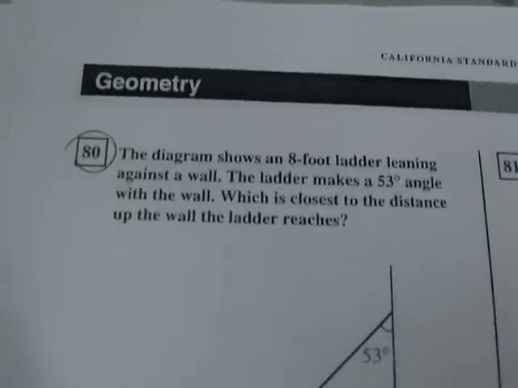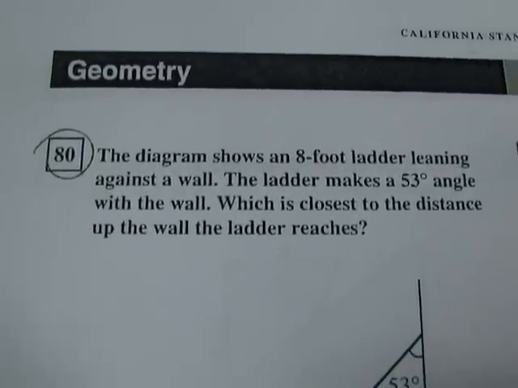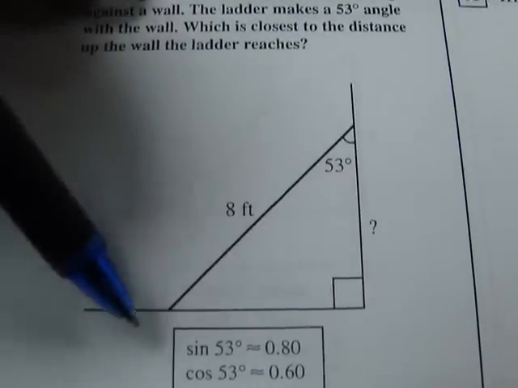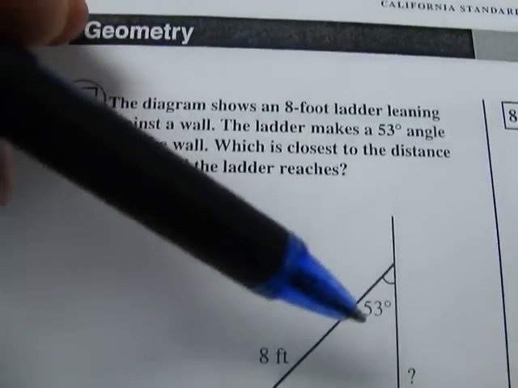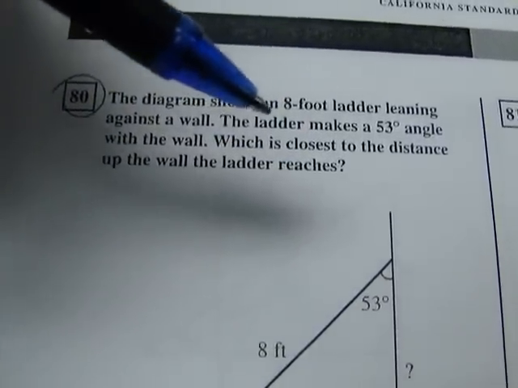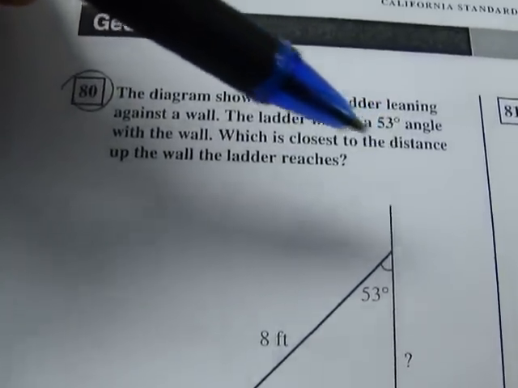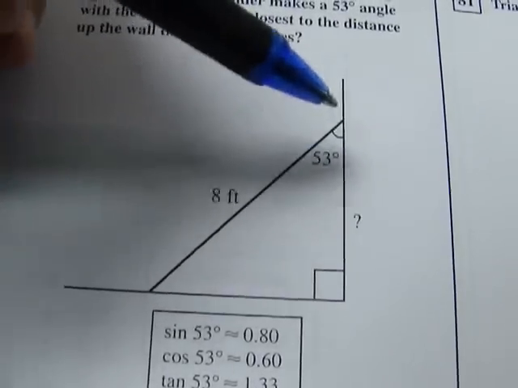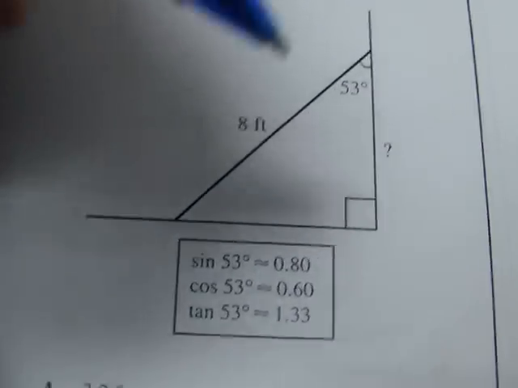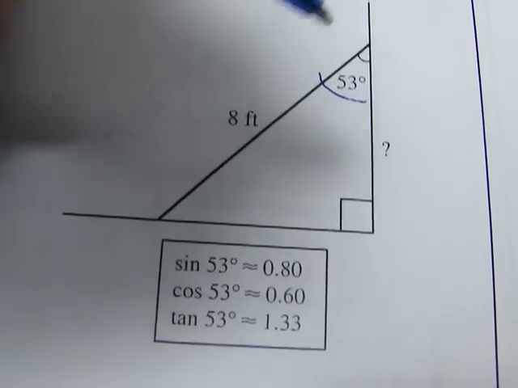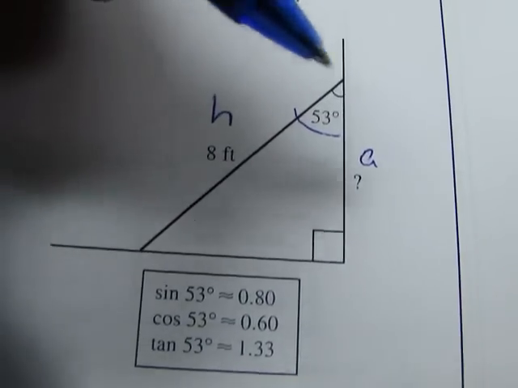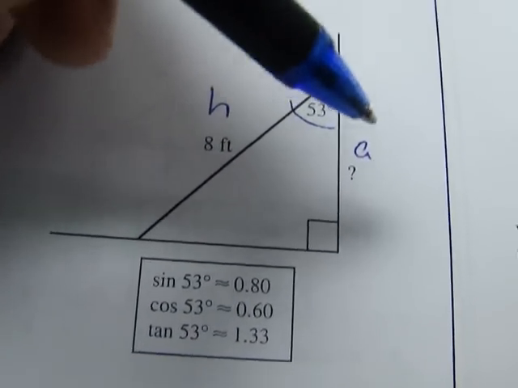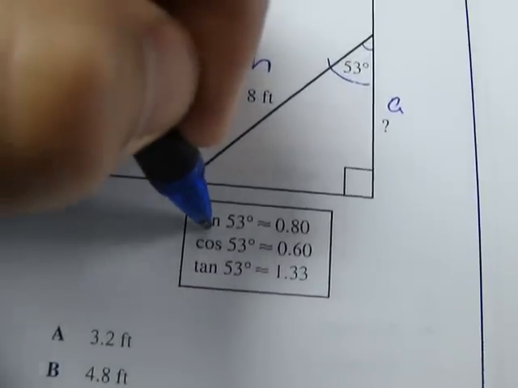Okay, next problem is number 80. The diagram shows an 8-foot ladder leaning against a wall. So here's our 8-foot ladder leaning against a wall. It's always a ladder and a wall, I guess. The ladder makes a 53-degree angle with the wall. What is closest to the distance up the wall that the ladder reaches? In other words, how far is this? Well, if this is our angle of record, then we're talking about a hypotenuse here and an adjacent here. So the type of problem we're going to be using is AH, cosine. So we're going to be doing cosine.